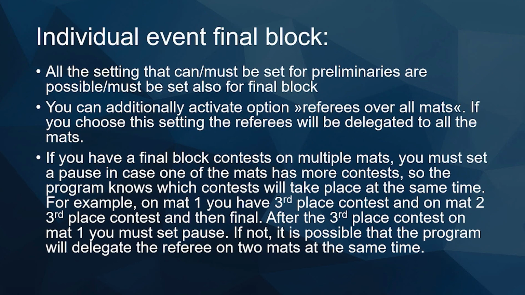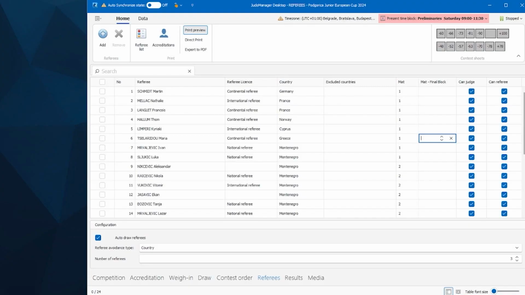So all the settings that are for the eliminations are also for the final blocks. You can choose referees over all mats. And I will show later, if you have referees over all mats and the final block on 3 mats, for example, or 2 mats, then you have to add some pauses. So let's go now to the program.